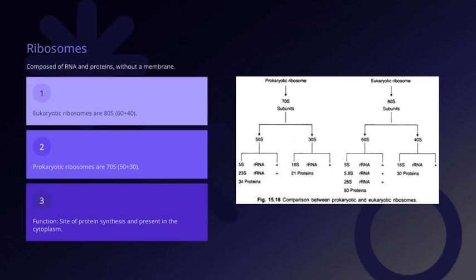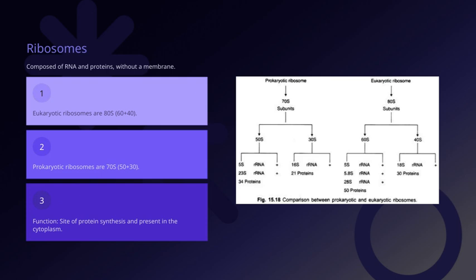Ribosomes are fascinating structures because they are essentially the sites where proteins are made. They are present in the cytoplasm, floating freely or attached to the endoplasmic reticulum, and they play a crucial role in translating genetic information into functional proteins.